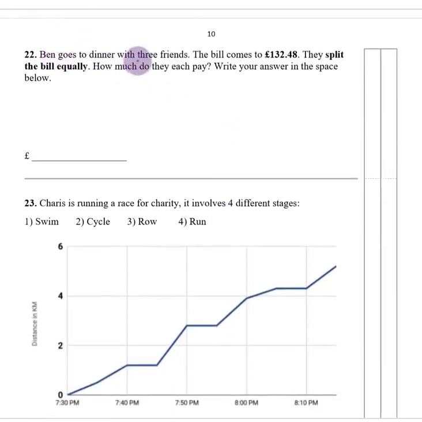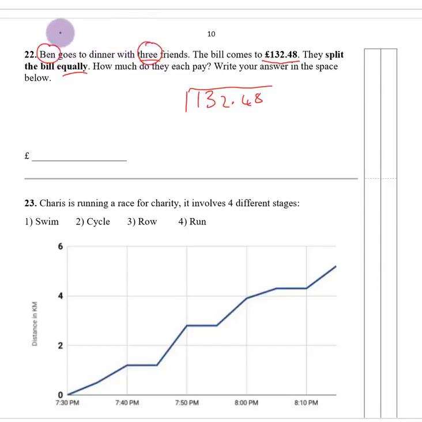Number 22, Ben goes to dinner with his 3 friends. The bill comes to £132.48. They split the bill equally. How much do they each pay? Lots of people here automatically assume that they need to divide by 3. However, that is not correct, because it's Ben and his 3 friends.